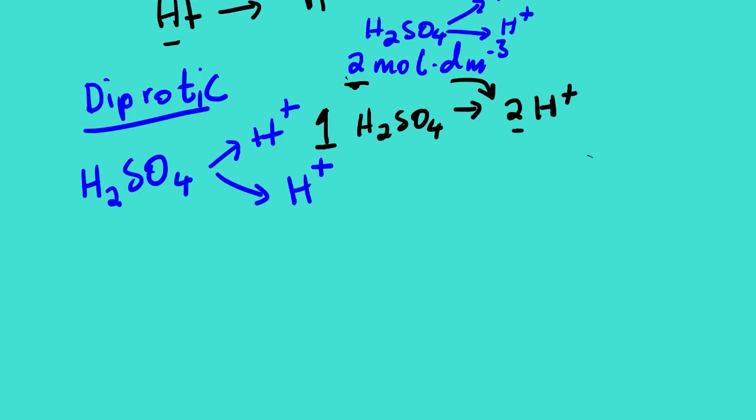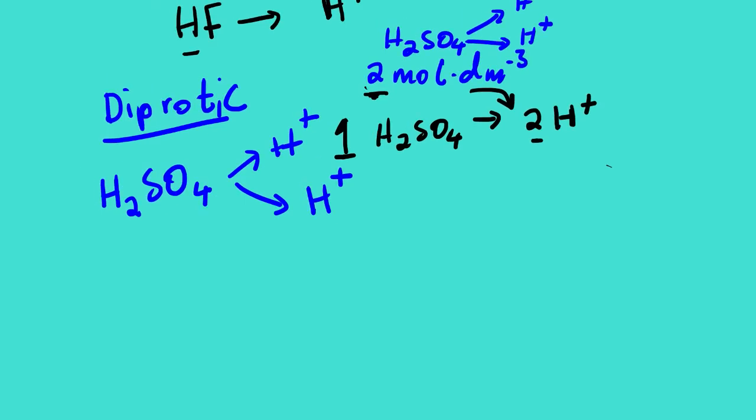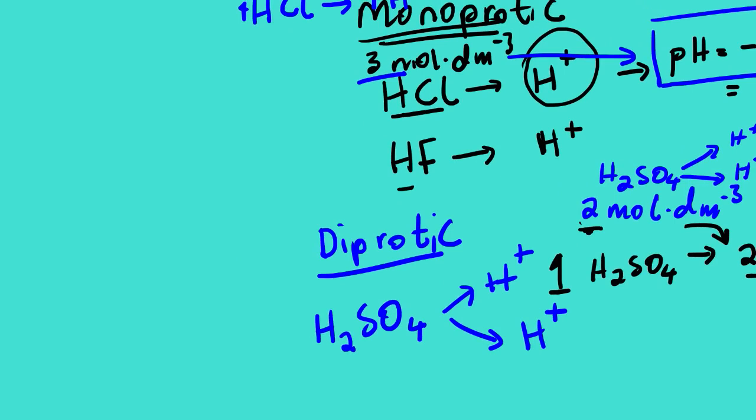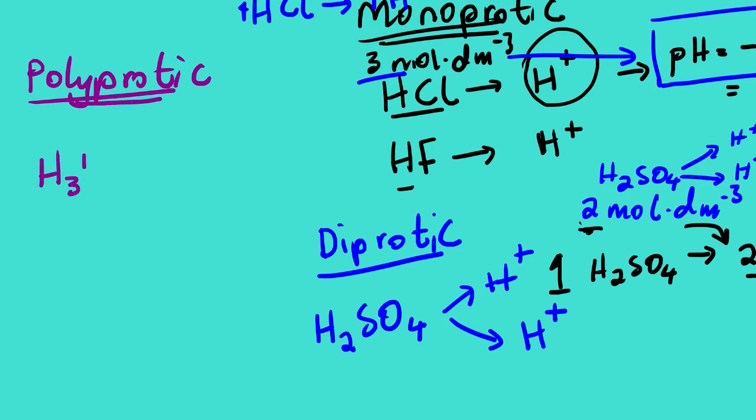Now going forward, let us look at another type of acid. We have monoprotic, diprotic, and then we have polyprotic. Polyprotic means more than 2. An example is H3PO4, phosphoric acid. This one produces 3 hydrogen ions.